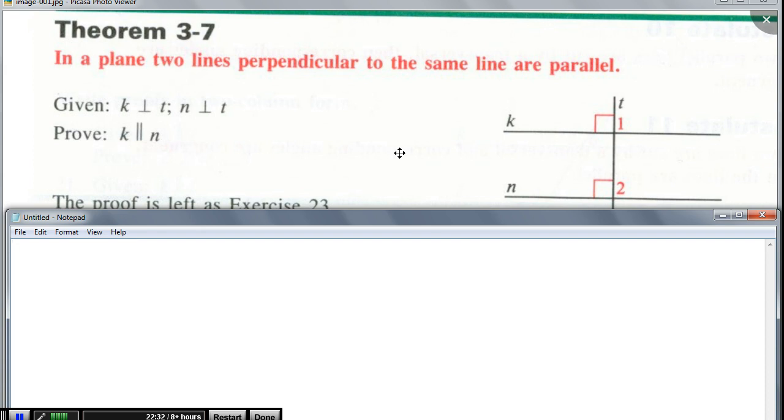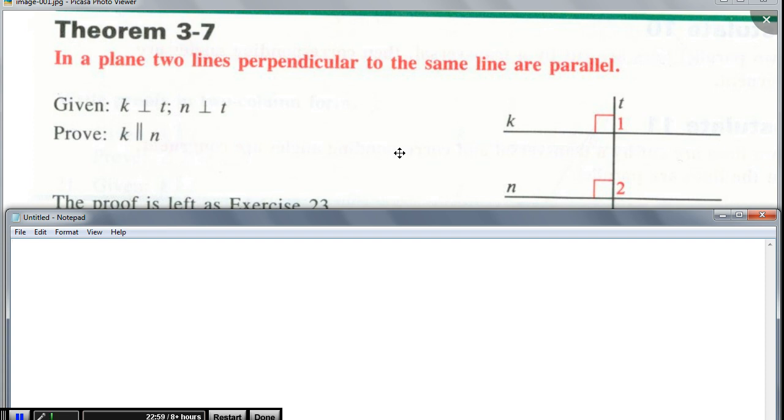Therefore, after stating that angle 1 is congruent to angle 2, then you could say K is parallel to N, because if two lines are cut by a transversal and corresponding angles are congruent, then they are parallel. Do you understand? Do you see the logical reasoning behind it? Do you see why we can't skip the part where it says angle 1 is congruent to angle 2? Okay. Any questions?